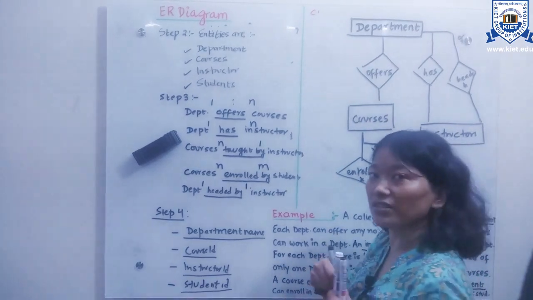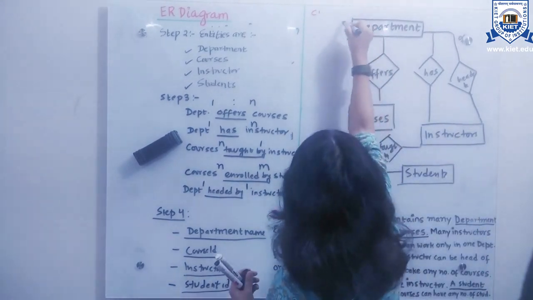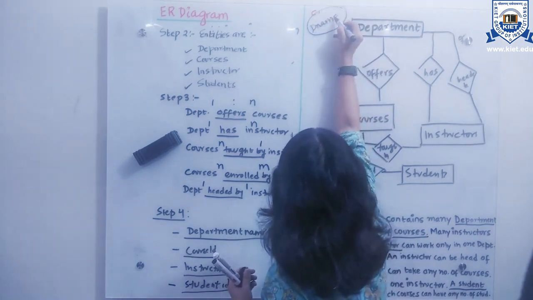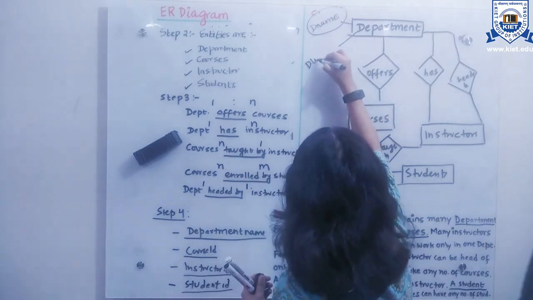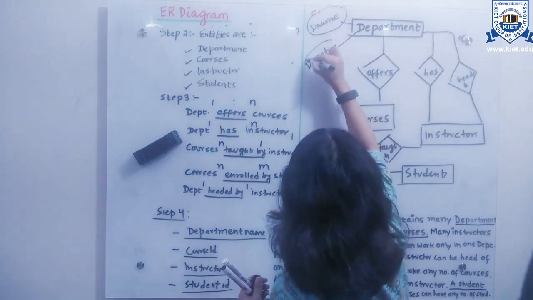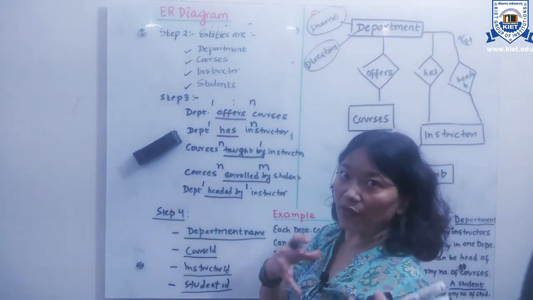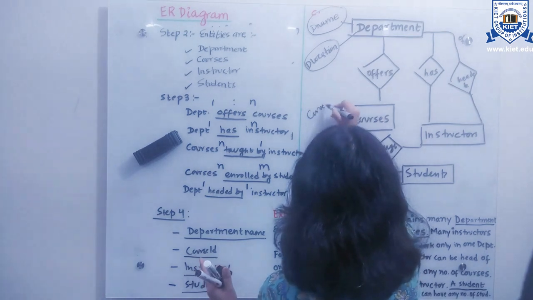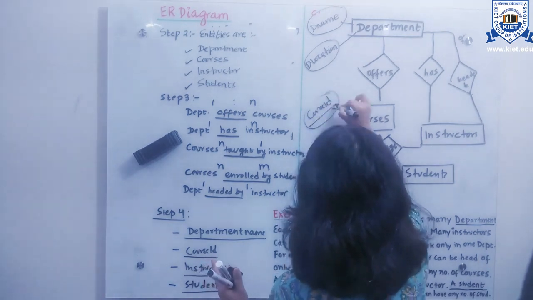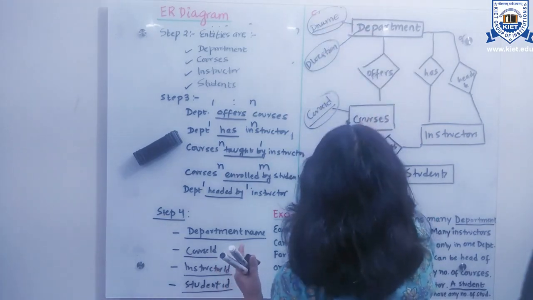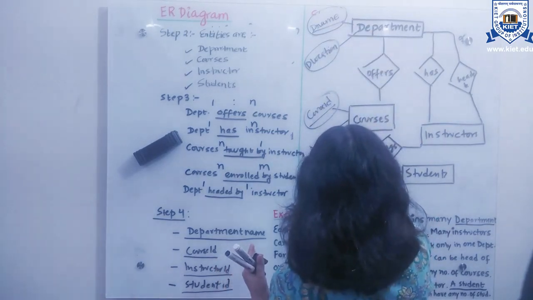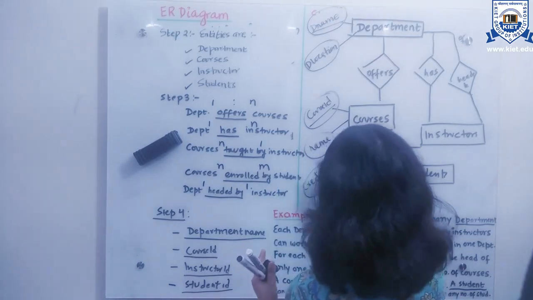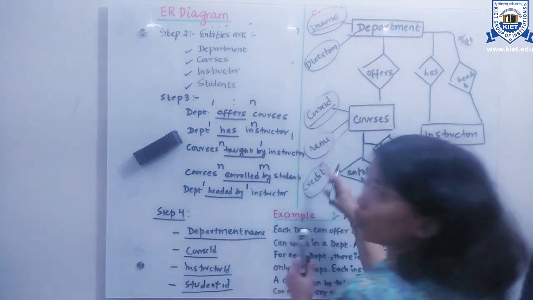Now I need to add the attributes. So department has one attribute as department name, so I would write D name, and it could have department location, means in some location the department exists, which actually identifies the department property. Now courses has course ID. So obviously ID is the key attribute, so I will underline it. Courses has course name. Courses have their credits. So I will mention there are only 3 attributes for the courses.